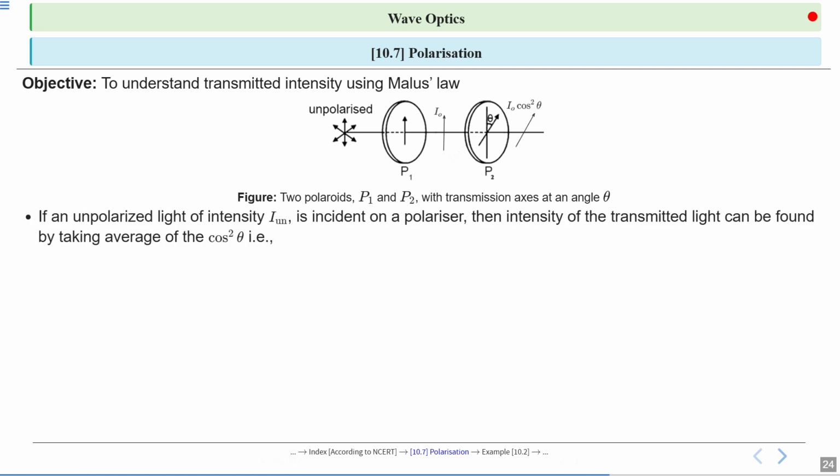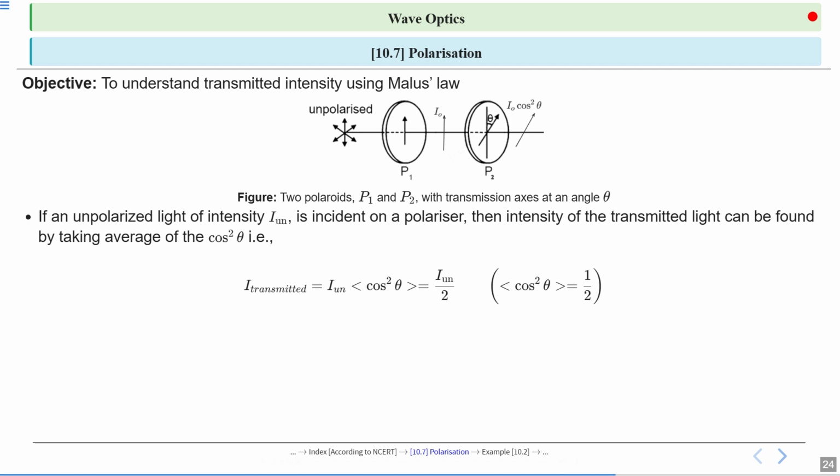Let's examine what happens when unpolarized light hits a polarizer. The intensity of transmitted light is determined by averaging the cosine squared of the angle theta. When light is incident on the first Polaroid, that is the polarizer, why does the intensity become half? The intensity of light becomes half after passing through the first polarizer. So let's see.